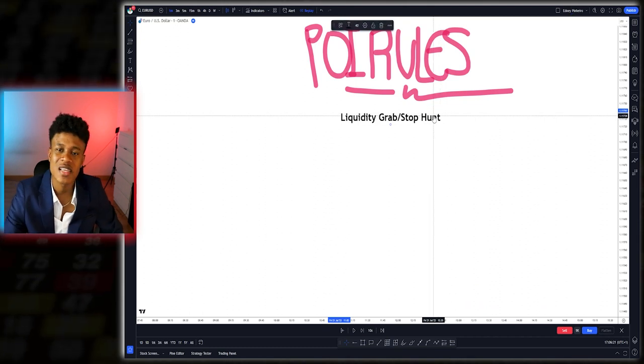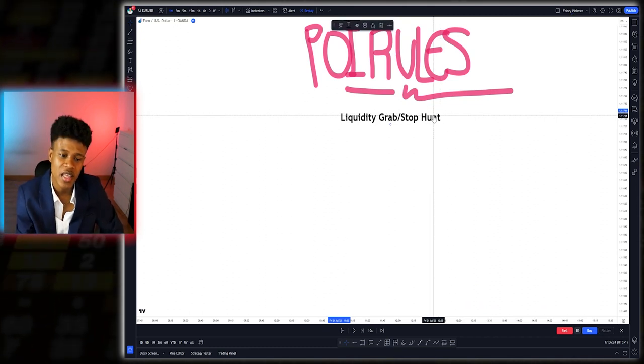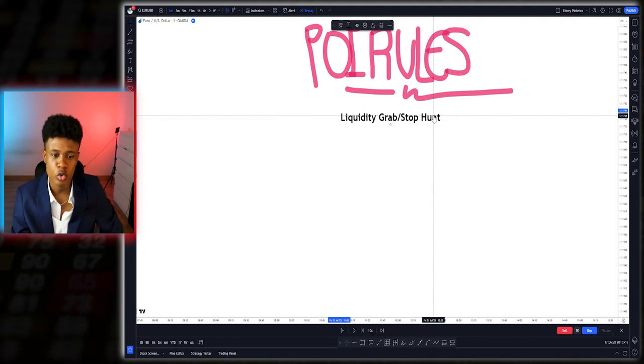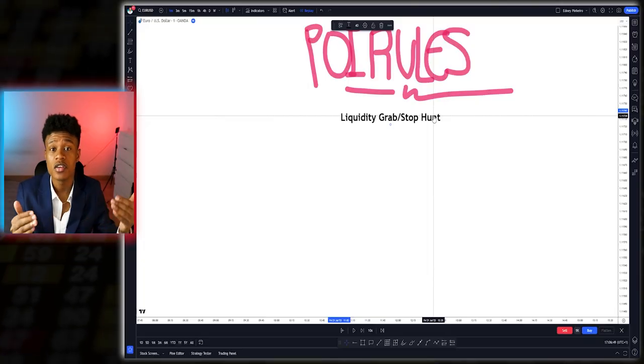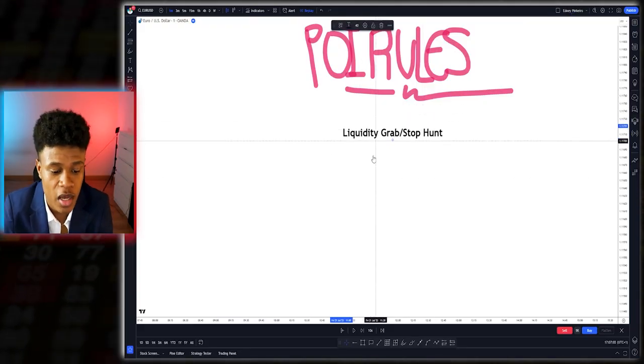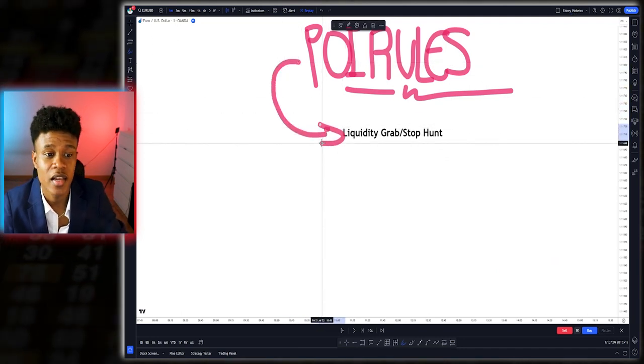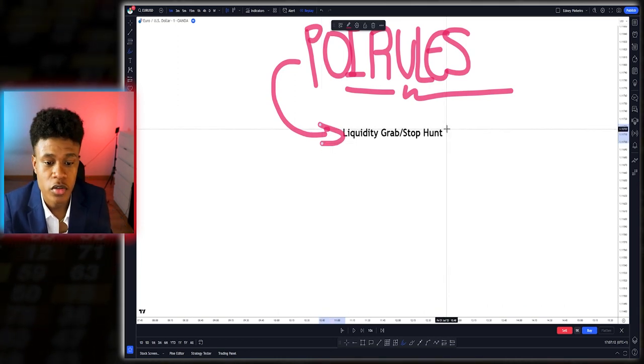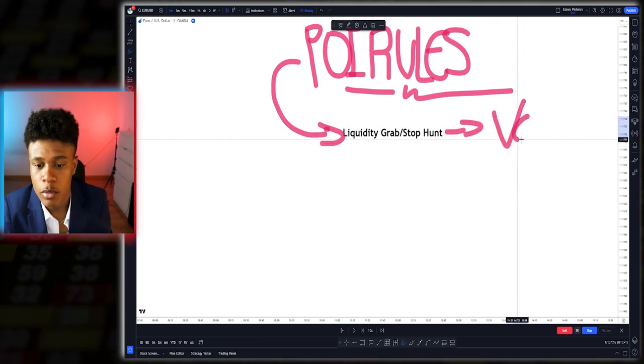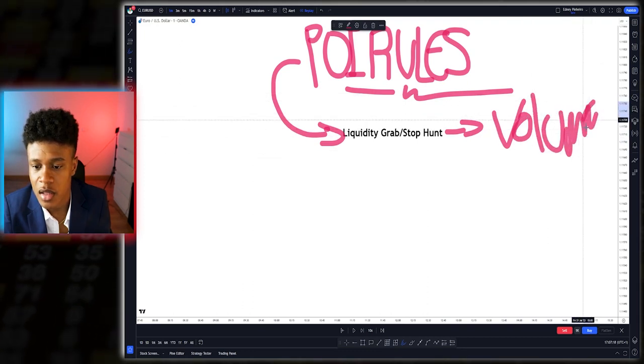And I know we are talking about selecting the best point of interest right now, but to understand the rules, we need to understand liquidity grab and stop hunt. And to understand those, and to know how to select and validate the best point of interest, we need to understand where the zones of internal and external liquidity are. So we need to understand a little bit about volume, okay? And I'm not talking about volume profile. I'm talking just about volume.